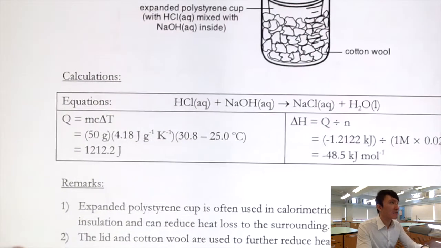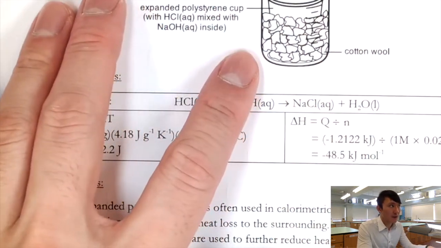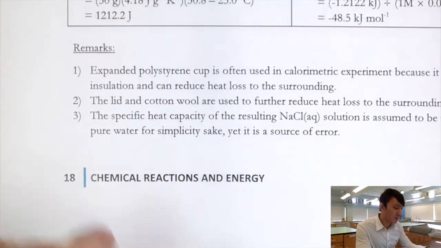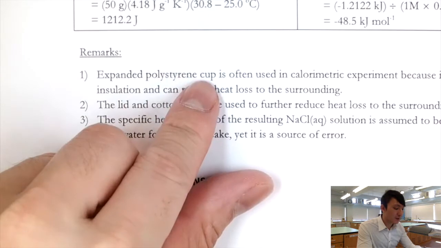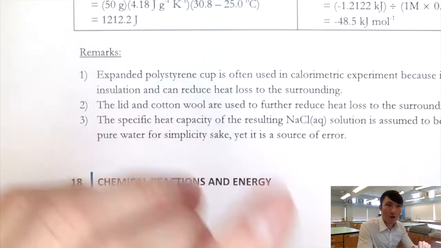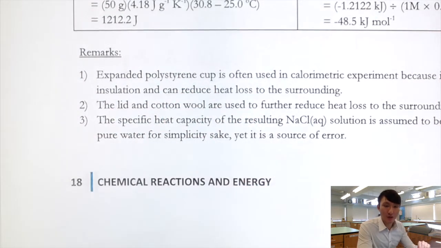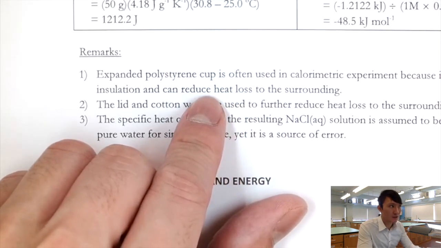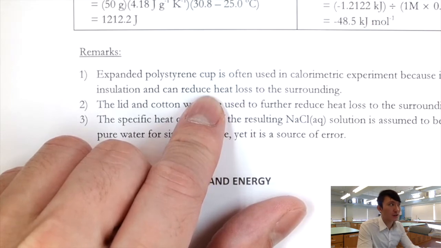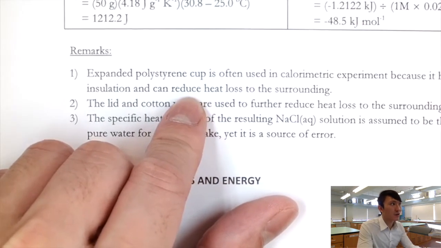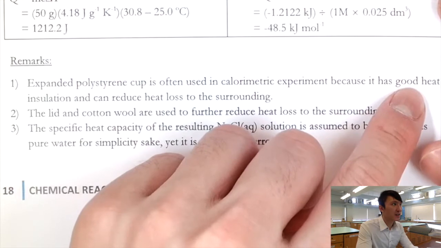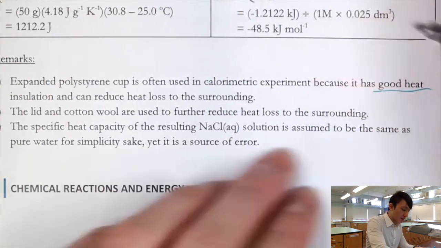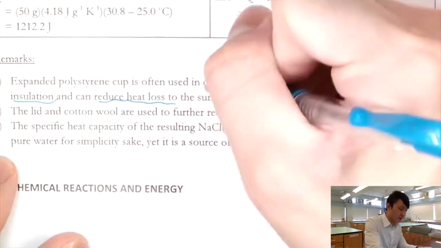Now, regarding the experiment, of course, we have a lot of remarks. First of all, you see we use an expanded polystyrene cup. We also use the cotton wool, and the purpose of all of these choices of apparatus is to ensure that there is less heat loss to the surrounding. We want to reduce the heat loss to the surrounding. So all of these are to provide better heat insulation, to reduce heat loss to the surrounding.